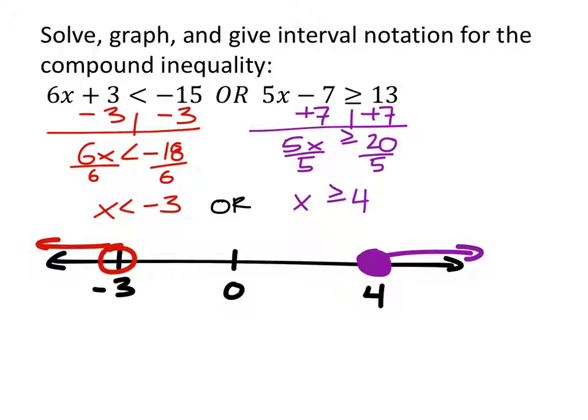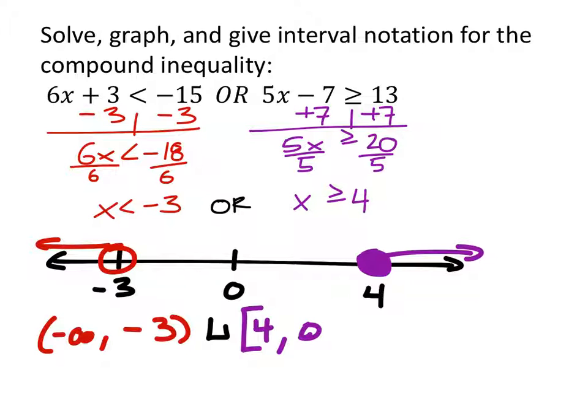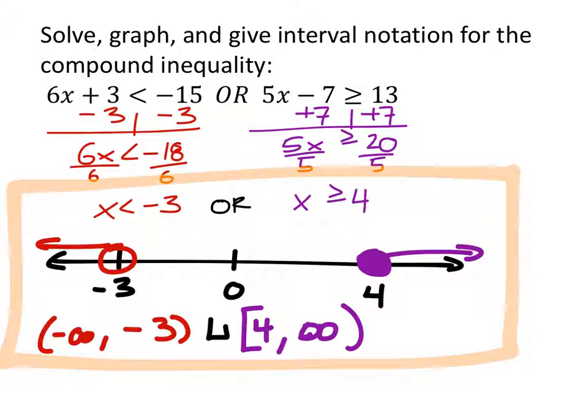Finally, we want the interval. So this red line goes as far to the left as -infinity. It stops at -3. And then we're going to unite this with the purple line, starting at 4, which is included, so we have a square bracket there. And this one would go all the way to infinity, which also is not included. So overall, we have this solution here, and it comes in 3 parts. We have the inequality with the OR statement, and we have the graph and the interval.